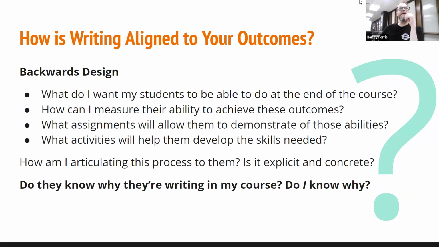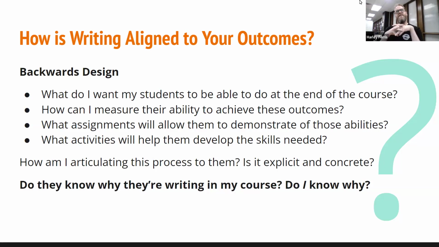So when we talk about how we assign writing in effective ways, and then eventually comment on those and help shape what our students are doing, we think it should always go back to backward design, right? And so asking these questions in this order: What do I want my students to be able to do at the end of the course? How can I measure their ability to achieve those outcomes? What assignments will allow them to demonstrate those that I can measure? And then what are the scaffolding activities that will help them develop the skills to effectively demonstrate that outcome that I can measure?